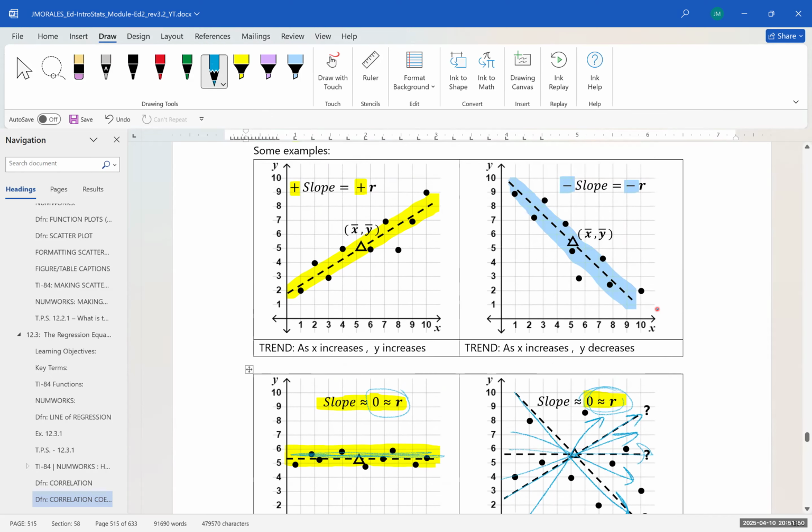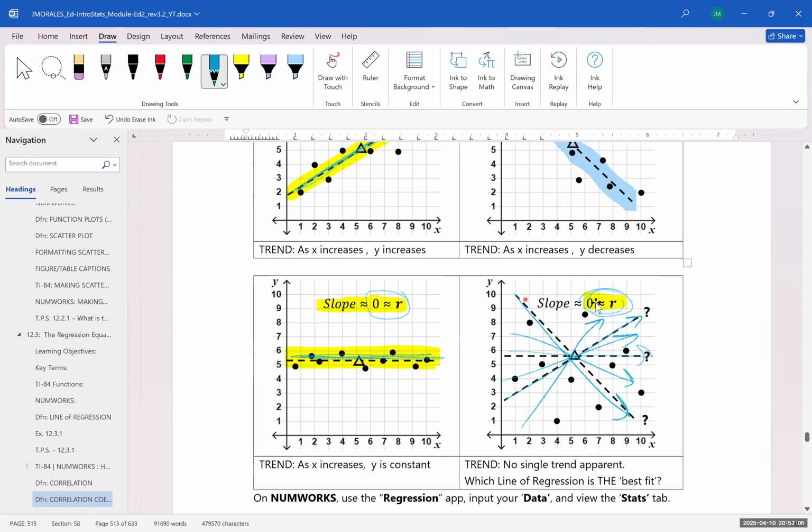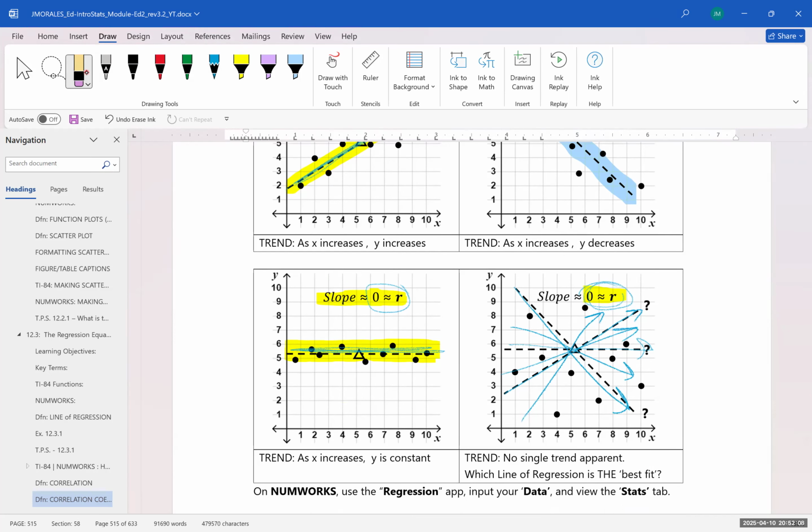Here in these examples up above, there's only one way to draw a line of regression. It's this way, up and to the right. If you were to draw anything else, it wouldn't be following the data points, right? It wouldn't be following the scatter plot. Whereas down here, there isn't one single path that looks right. It could be a multitude of them.